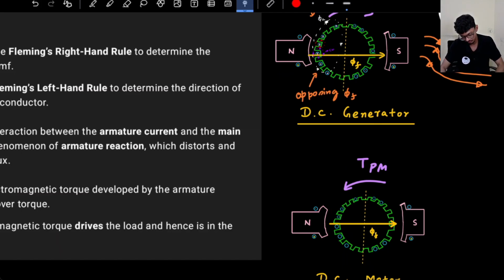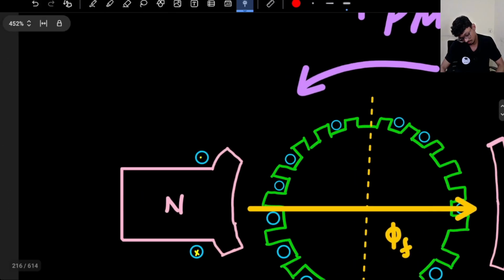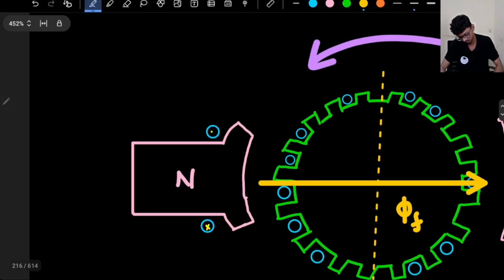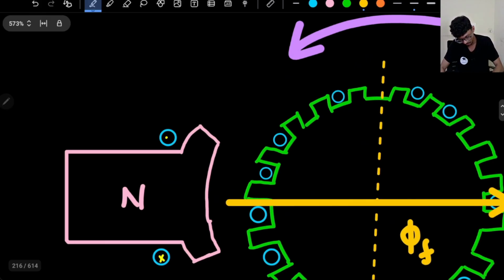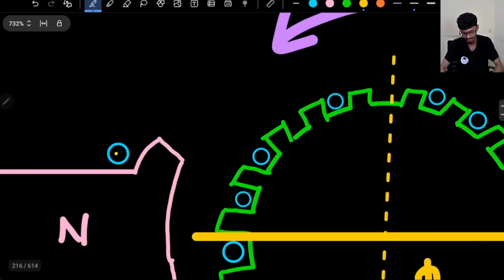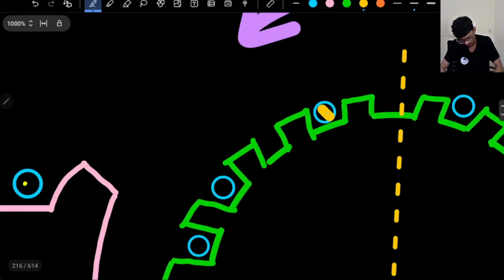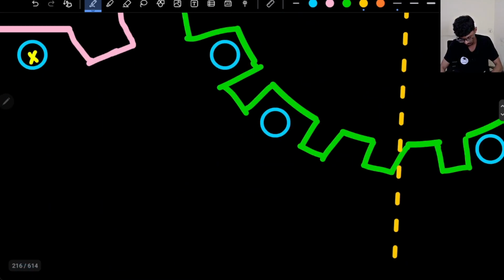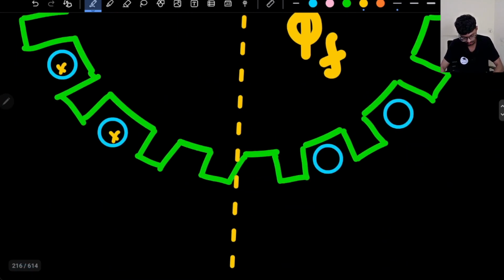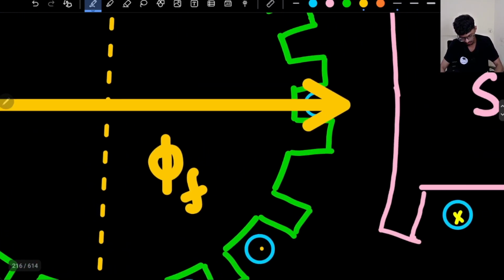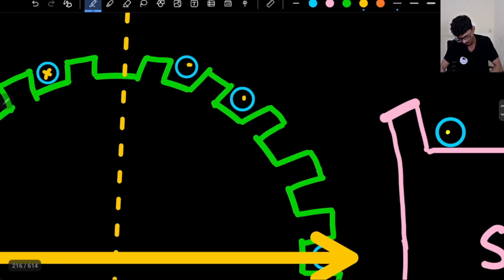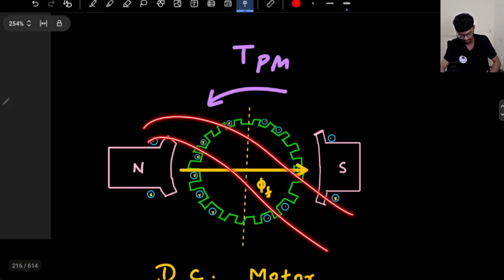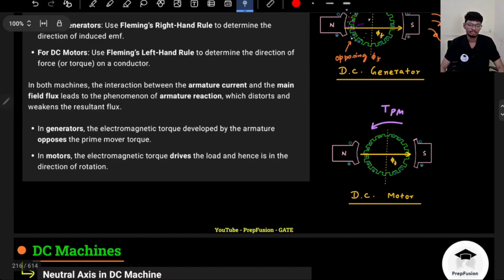Here, as the direction of rotation of the prime mover has been changed, this will remain cross, again the same magnetic effect we will have, and this will be dot. Whatever I discussed in the top one, the same effect will happen. So overall the resultant flux will be like this. So this was just a brief about the armature reaction.